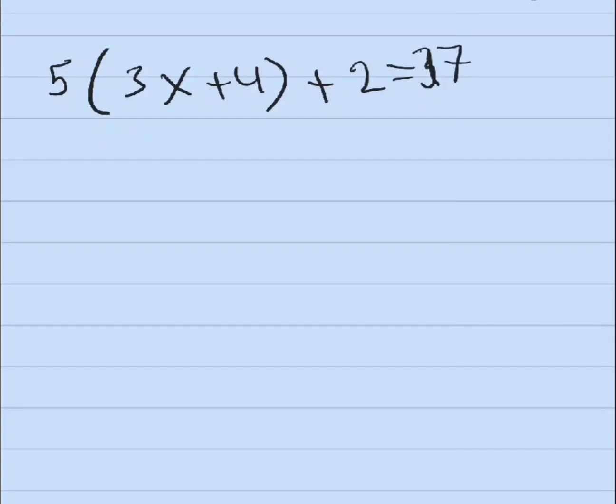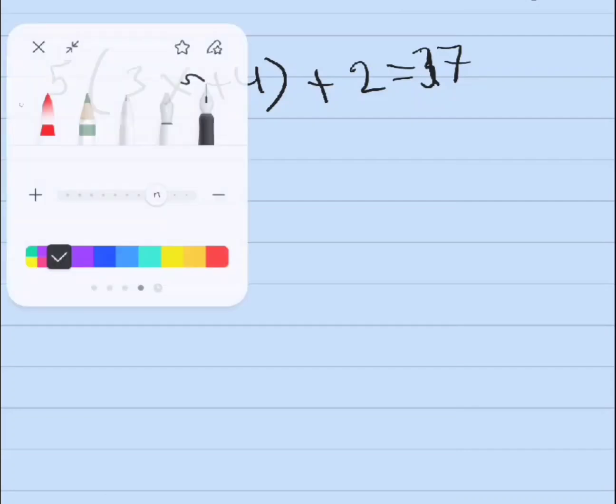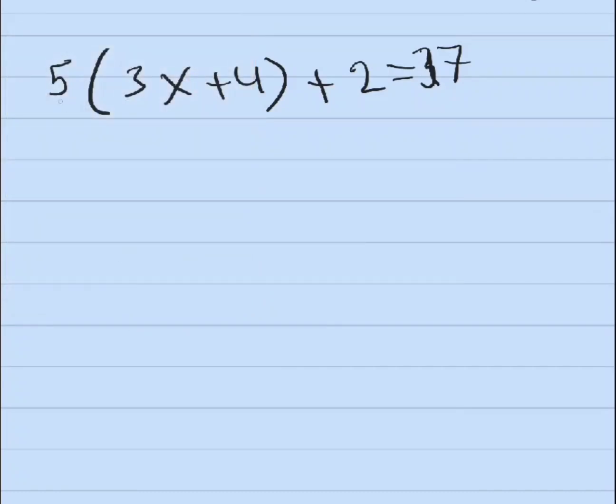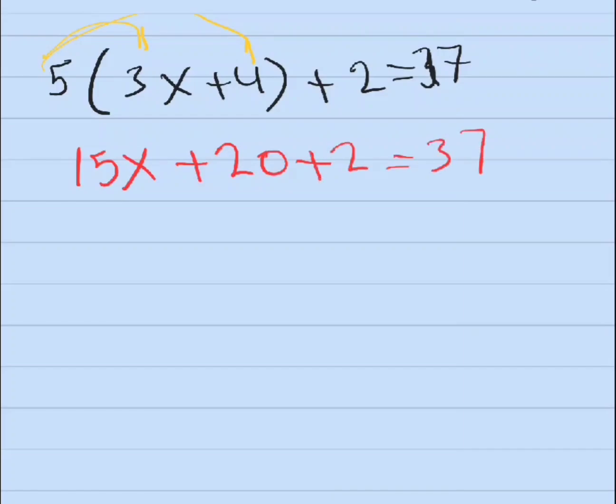So let's begin with the distributive property. Let's multiply 5 by 3x, just like we did before. And so that's going to be 15x. Next, we have 5 times 4, which we know to be 20. And then let's rewrite the other stuff. Now let's combine like terms. We can add 20 and 2, which is going to be 22. So we have 15x plus 22, which is equal to 37.